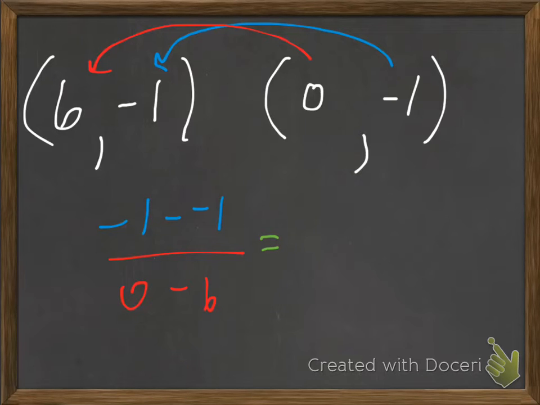Well, negative 1 minus a negative, well, minus a negative makes plus. Negative 1 plus 1, that's 0. And then we have 0 minus 6, that's a negative 6. 0 divided by negative 6, well, what is that?